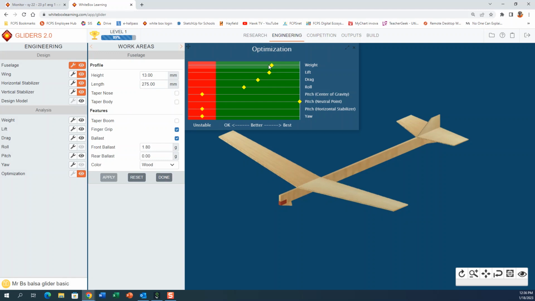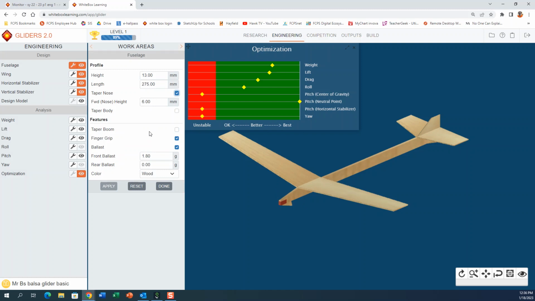We might see a small change. Yeah, it didn't hardly affect it at all. But tapering the nose, what does taper mean? So see how now it's just a blunt rectangular nose? I haven't seen many airplanes that look like that.